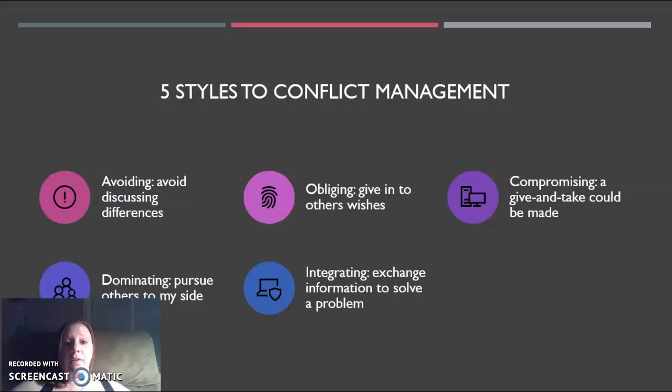Stella identifies five different styles of conflict management. These styles include avoiding, obliging, compromising, dominating, and integrating. Avoiding means you avoid discussing your differences completely. Obliging means you give in to others' wishes. Compromising is a give and take between people. Dominating, you persuade others to take your side. And integrating means you exchange information with others to solve a problem.